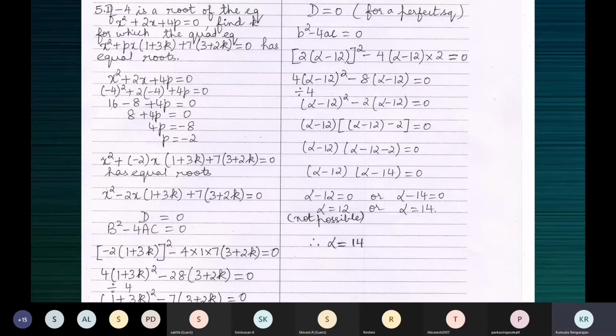Next, if the value of D is positive, see, 0 is neither positive nor negative, so 0 doesn't come under positive. When D is greater than 0, the equation has real and unequal roots. Conversely, if the quadratic equation has real and unequal roots, that means the value of D is greater than 0.